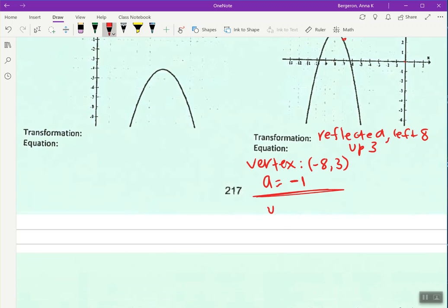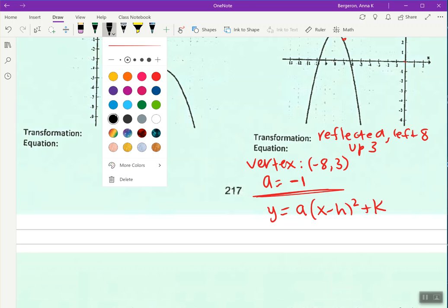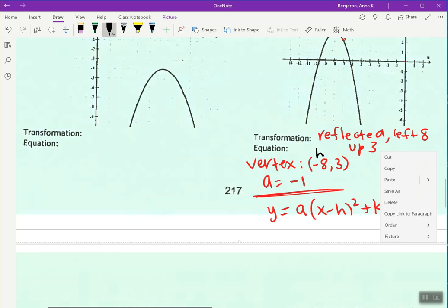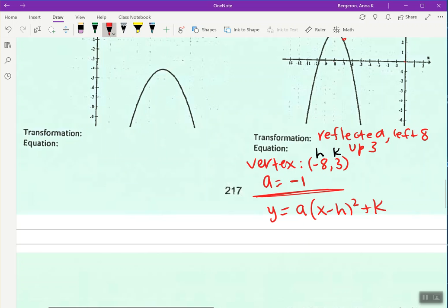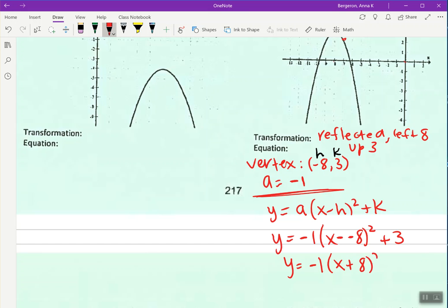So just a reminder, our vertex form is y equals a, x minus h squared plus k. Our vertex is the h and k value. This is h, this is k. So when I write this out, I have y equals negative 1, x minus negative 8 squared plus 3. And so the only thing I would really do to simplify is turn these two negatives into a positive. So I get x plus 8 squared plus 3. So this would be my simplified form.